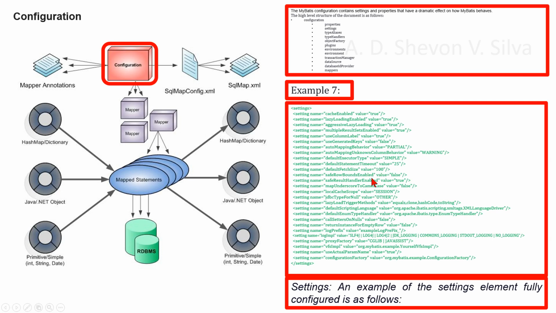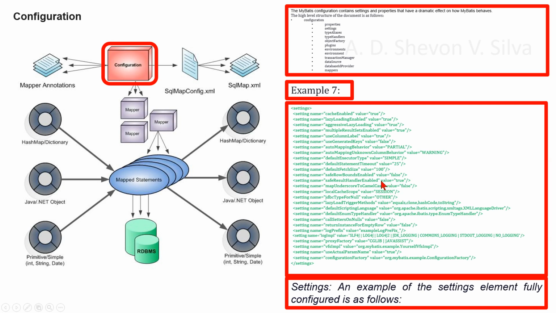Safe row bounds enabled. Allow using row bounds on nested statements. If allowed, set to false. Valid values are true or false, and the default is false. Safe result handler enabled. Allow using result handler on nested statements. If allowed, set to false. Default value is true.